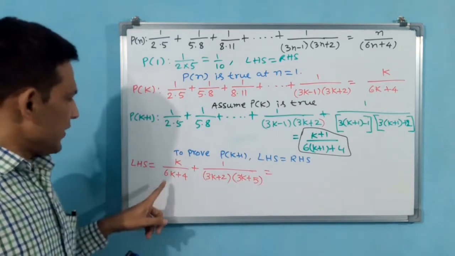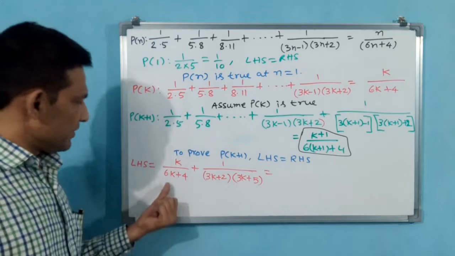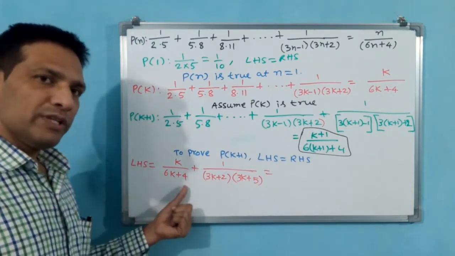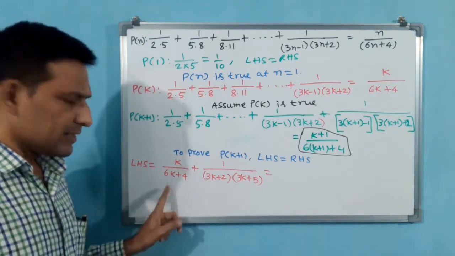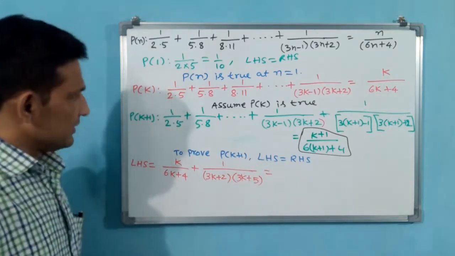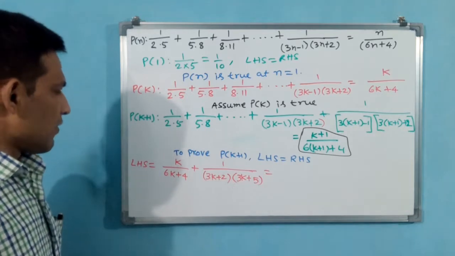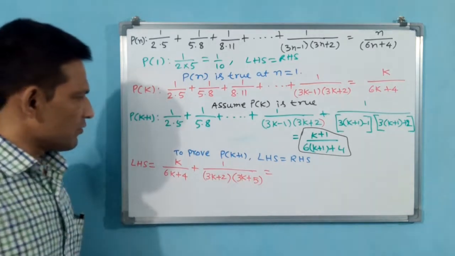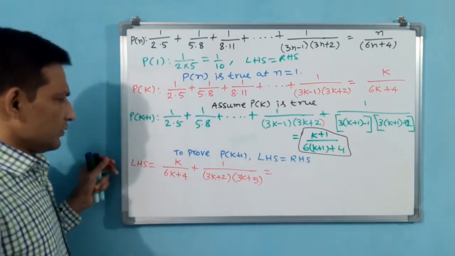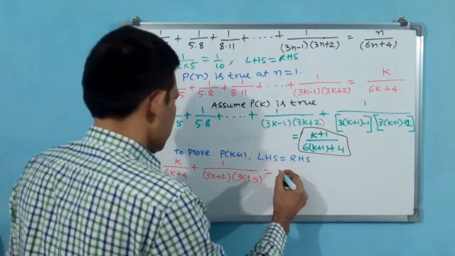Now you see here 6k plus 4. You can take common 2. If you take 2 common, 2 into 3k plus 2 will come. Why? Because 3k plus 2 is there. That is why I am telling to take common. You see how I am changing. Cross multiplication you have to do, or else LCM also you can take. But let us do cross multiplication.